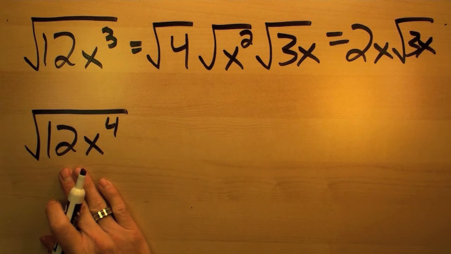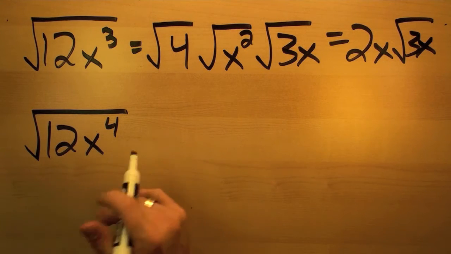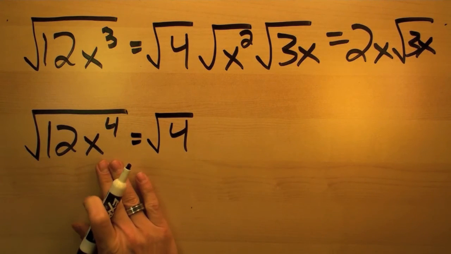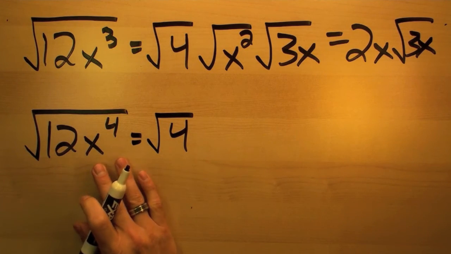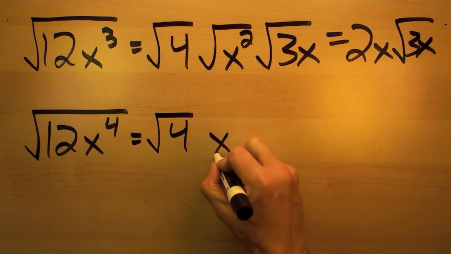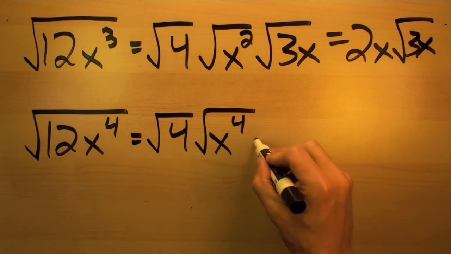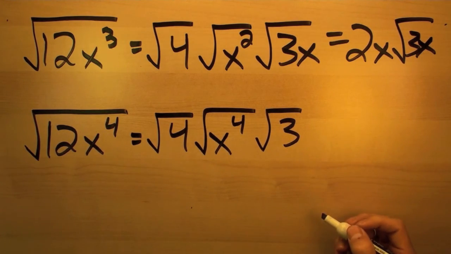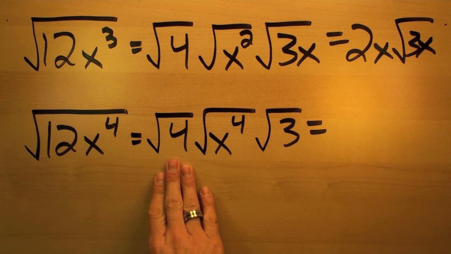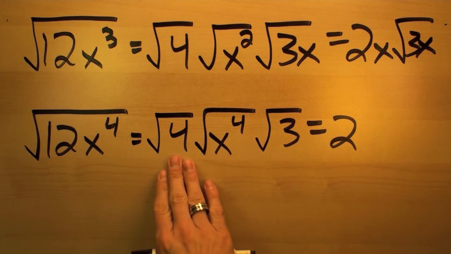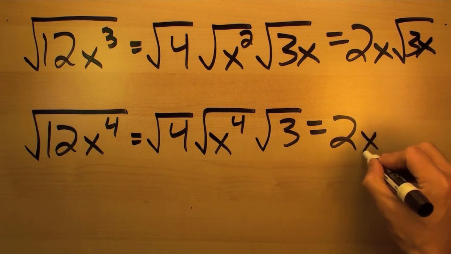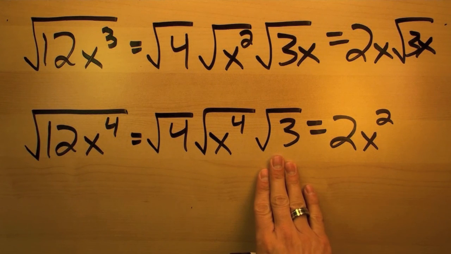Down here for the square root of 12x to the 4th, we do the same process. When we break up the 12, we're going to get the square root of 4, and we're going to have a square root of 3 as part of our leftover. But notice that x to the 4th is itself a perfect square, leaving us then with just 3. So when we take the square roots, we're going to get 2 from the square root of 4. The square root of x to the 4th is x squared, and then we're left with our square root of 3.